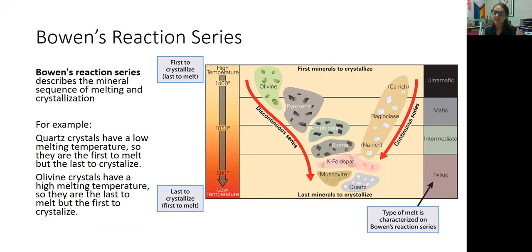Minerals that are mafic, low in silica, like olivine, pyroxene, and plagioclase, melt at a really, really high temperature. So they're the last to melt, but they're also the first to crystallize. They're the last to melt when a rock is melting, but they're the first to crystallize when a melt is solidifying. Likewise, minerals that are felsic, like quartz, muscovite, and potassium feldspar, have a really low melting temperature. So they are the first to melt, but the last to crystallize.